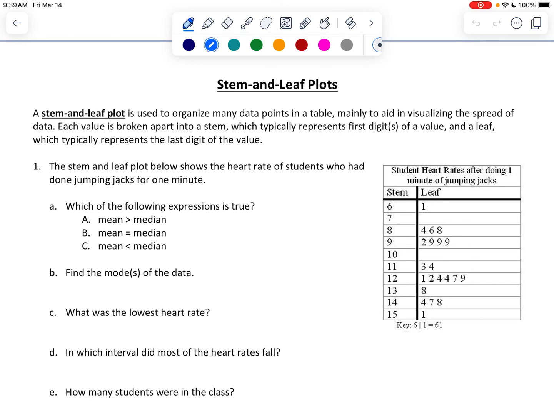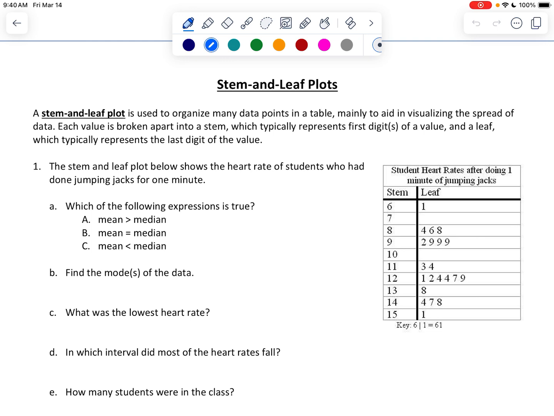Today's lesson, we are going to be discussing stem and leaf plots. And it's just a different way to organize data. We've been talking about visualizing how data is set up, and this is another way to do it. A stem and leaf plot is going to organize a lot of points in a table to make things a little easier to see, specifically the spread of the data, so you can see where most of the data lies. It organizes it into groups.